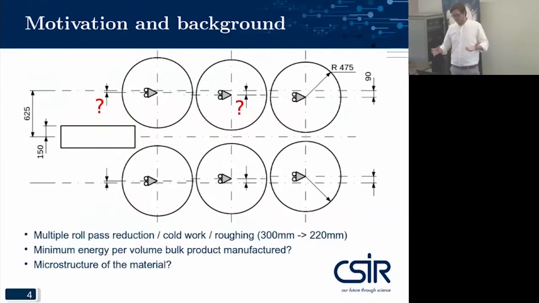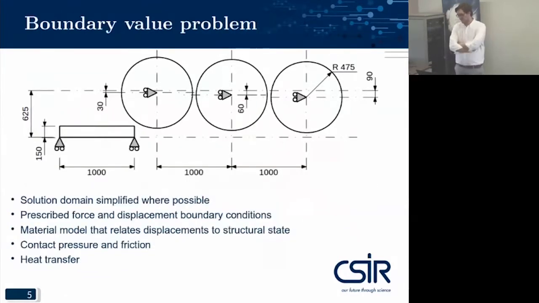To do this, we need to have an environment to solve these boundary value problems. But first of all, in setting up the boundary value problem, we would want to try and simplify the domain as far as possible. In this case, because of the symmetry of the problem, we'll just look at one half of it. We're assuming a sufficiently thick piece of material that we can use a plane strain assumption. So we're assuming no change in strain in the thickness of the material. That's why we can get away with 2D here.